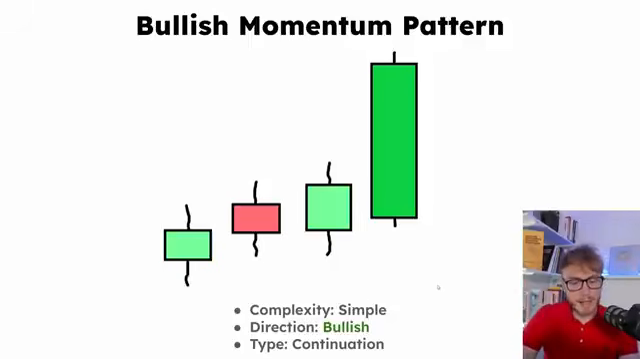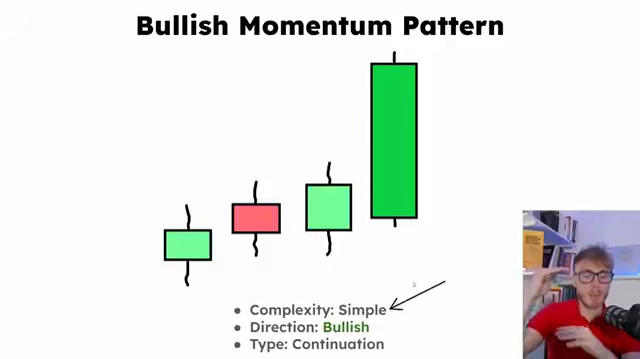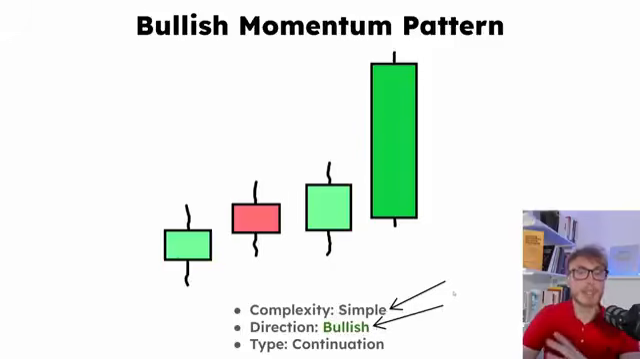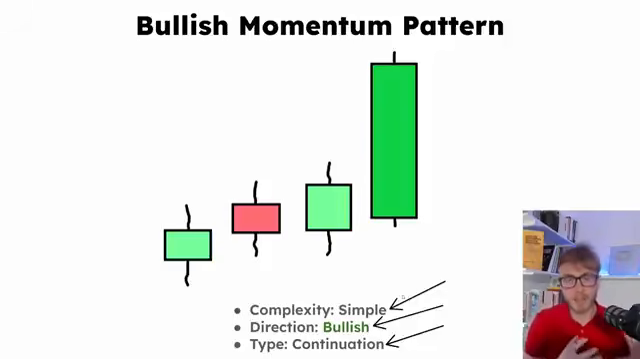This pattern we can actually consider a simple pattern because the actual pattern is only one candlestick. However, it's very important that we compare this candlestick with the previous candles, and I will talk more about that later on. And as we can hear in the name, this right here is a bullish pattern, and this right here is a continuation pattern, I would say, but you can actually also use this pattern as a reversal pattern, but most commonly I would say it's a continuation pattern, so let's classify this as a continuation.